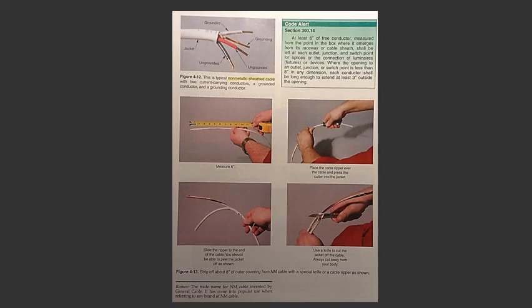Code alert. Section 300.14. At least 6 inches of free conductor, measured from the point in the box where it emerges from its raceway or cable sheath, shall be left at each outlet, junction, and switch point for splices or the connection of luminaires, fixtures, or devices. Where the opening to an outlet, junction, or switch point is less than 8 inches in any dimension, each conductor shall be long enough to extend at least 3 inches outside of the opening.